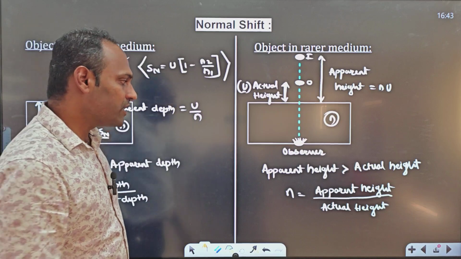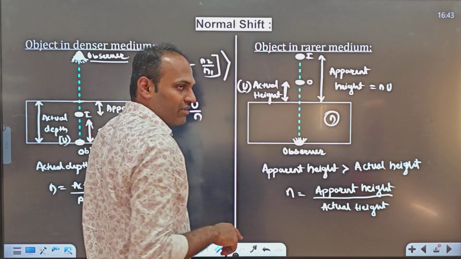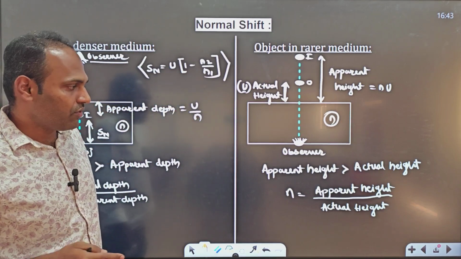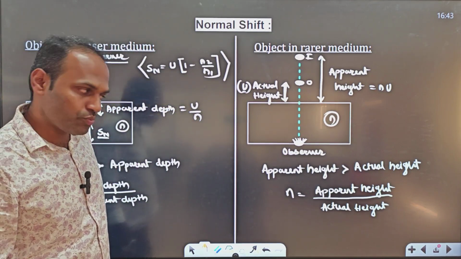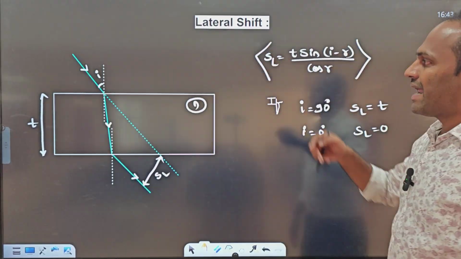Right? Okay, so here apparent height is greater than actual height, and in this case refractive index will be greater value divided by smaller value. Greater value is apparent height, smaller value is actual height. Clear? Okay, next note. Here lateral shift.